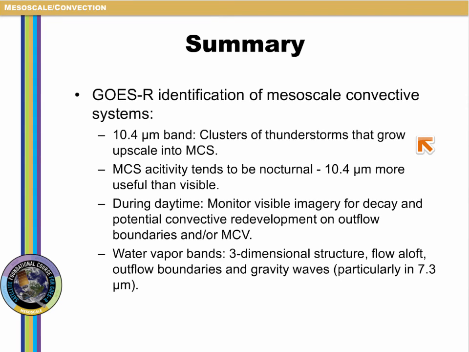Watch for clusters of thunderstorms that grow upscale into an MCS. MCS activity tends to be nocturnal, meaning the 10.4 micron band will be more useful than the visible band. However, during daytime, monitor the visible imagery for decay and potential convective redevelopment on outflow boundaries and/or MCV. As for the water vapor bands, this provides a 3-dimensional structure, the flow aloft, and also can be used to identify outflow boundaries and gravity waves, particularly the 7.3 micron band.